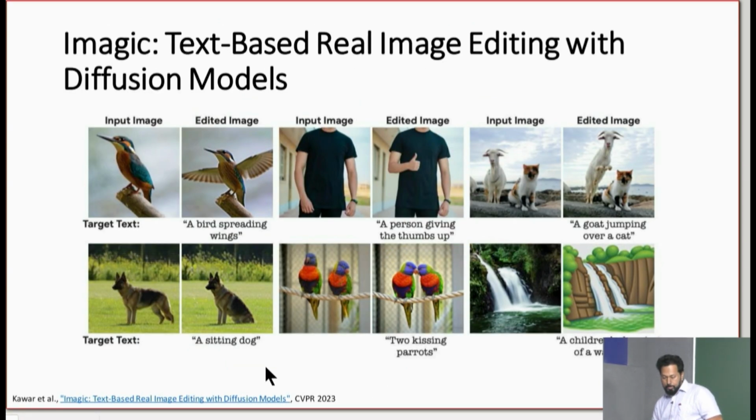This is another paper, Imagic: text based real image editing. Again here there is a target text, this is the bird, and then you want the bird to spread its wings. Now the bird is spreading its wings. This is the input image, and you want this to change to a person giving the thumbs up. Input image, and then a goat jumping over the cat. So this should change to this. So given an image, this is the level of editing you can do.